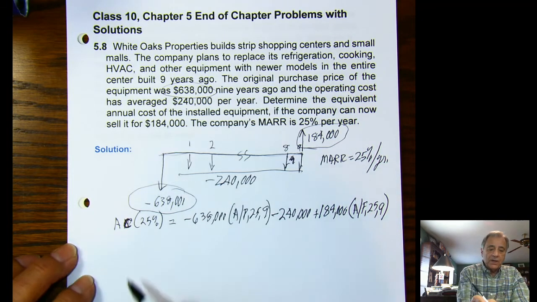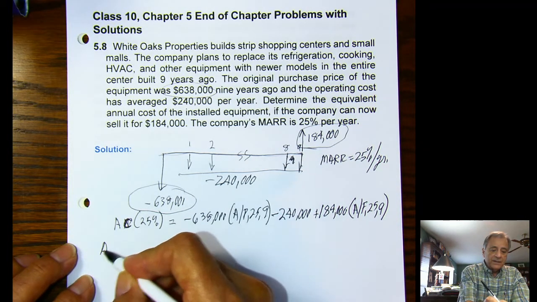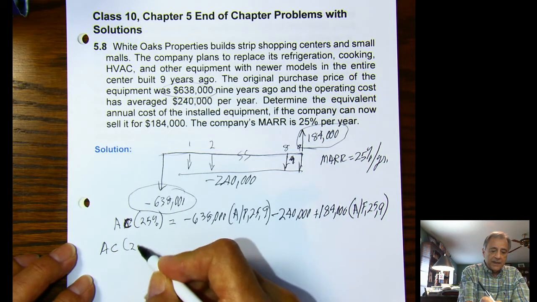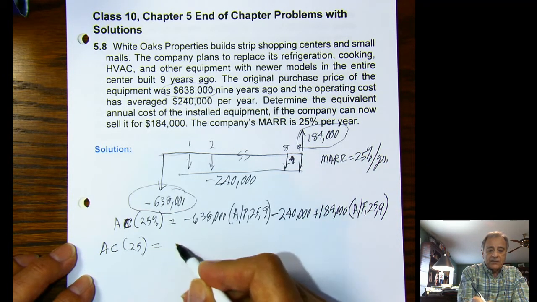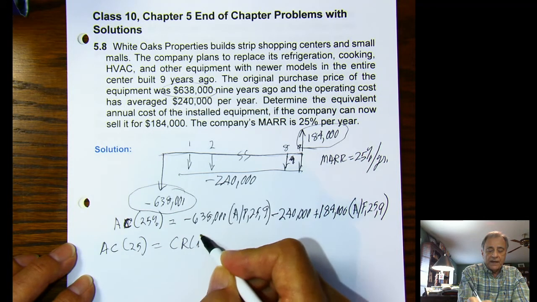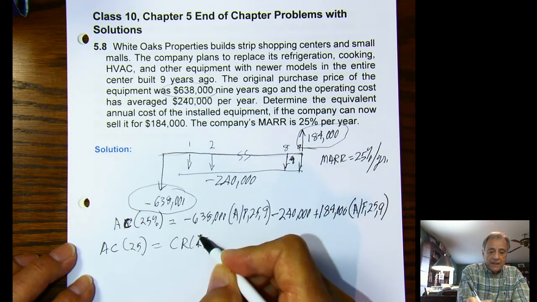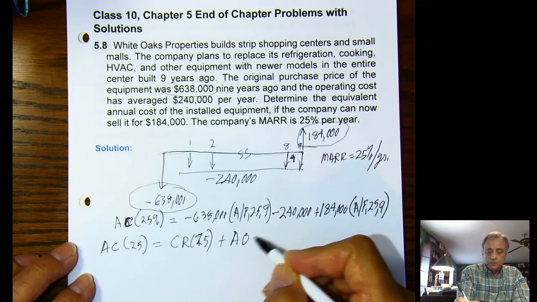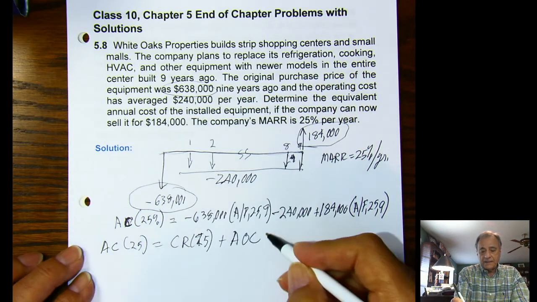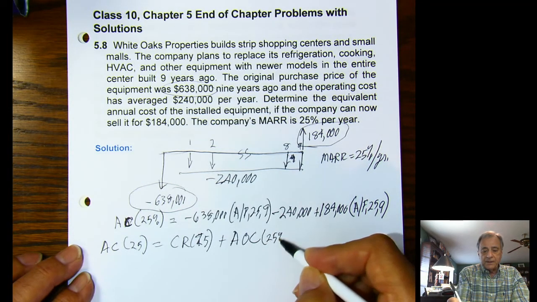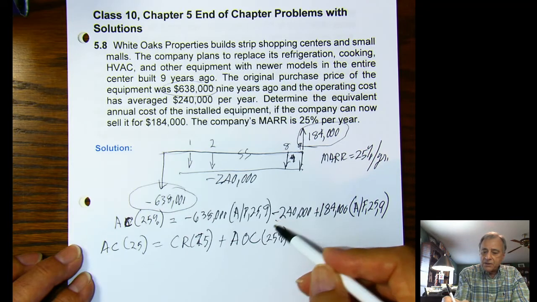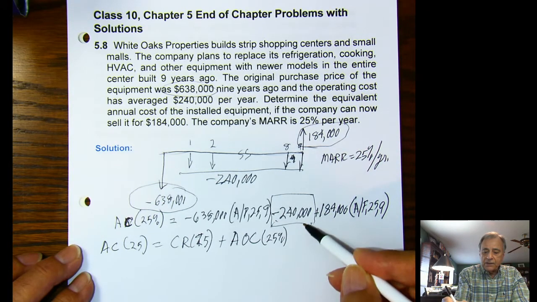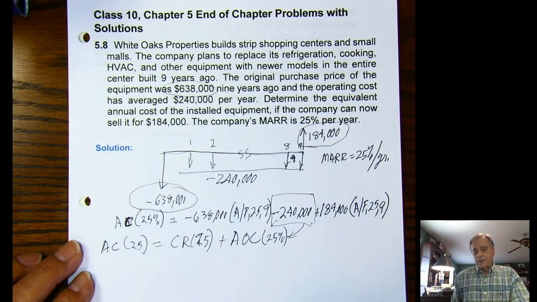Well, the annual cost. So let me look at this as the following. This is the annual cost of capital recovery at rate i, which is 25%, plus the annual cost of operations, AOC, and that's also at 25%, but the 25% really doesn't come in because that annual operating cost is given as a uniform annual series, so we don't have to do anything with the interest rates.